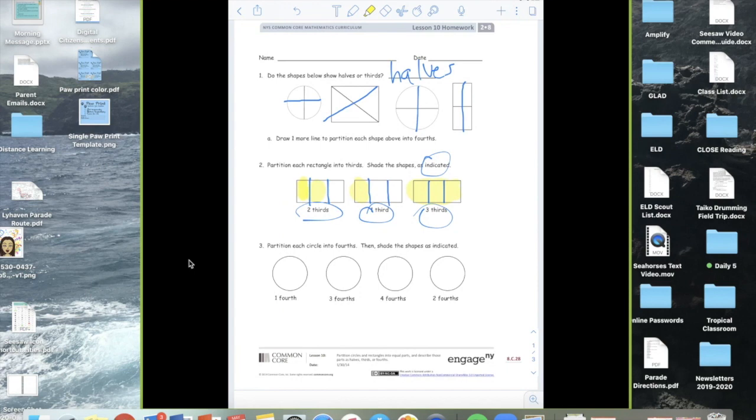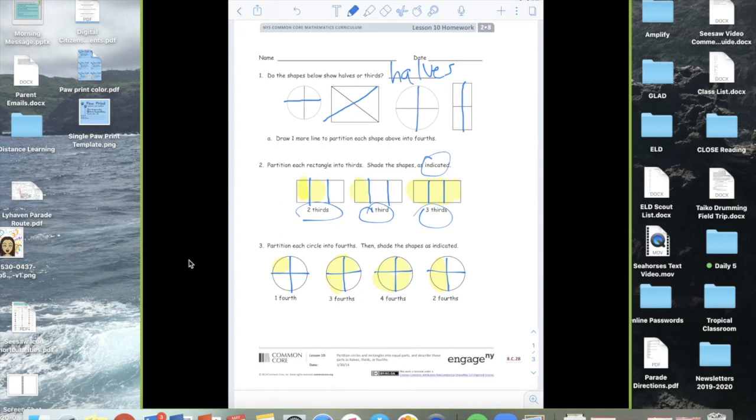Okay, number 3, partitioning circle into fourths. So I'm just going to, let me use the other one, the other tool. I'm going to use these crosses because it's just so much easier. And then once again, after you draw the lines to partition each circle into fourths, you're going to shade the shapes as indicated. Remember, this word means indicated is like as told or as stated. So 1/4 is 1 part. 3/4, I'm going to shade in 3 parts. 4/4, 1 whole. Remember, 4/4 is always another way to say 1 whole. And then 2/4 also is another way to say 1/2.